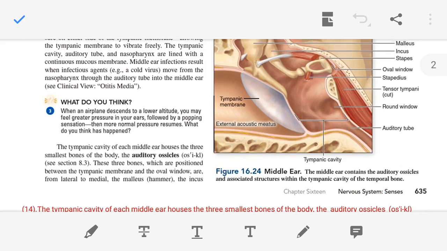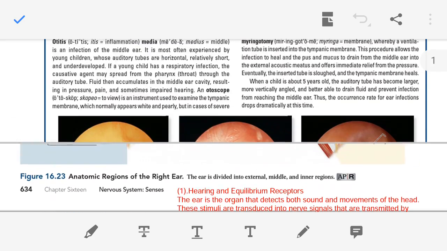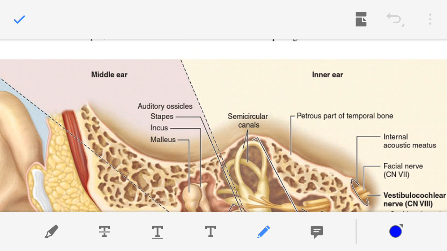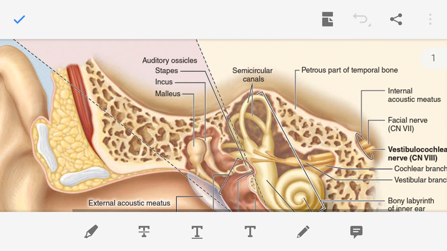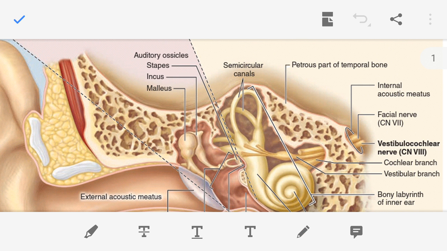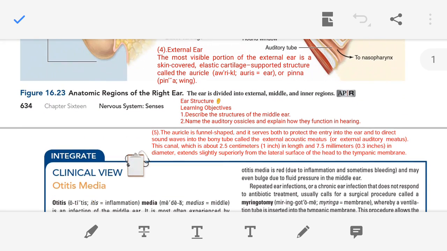So here in the figure, let me show you these three. Here the names are written. One is malleus, the second one is incus, and the third one is known as stapes. Malleus, incus, and stapes. These three are the auditory ossicles.